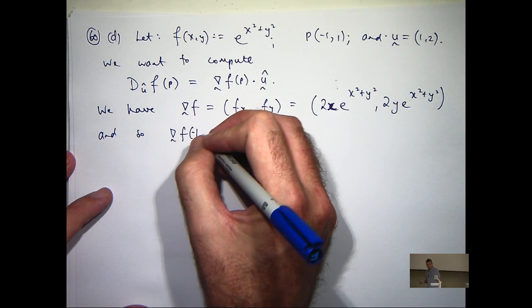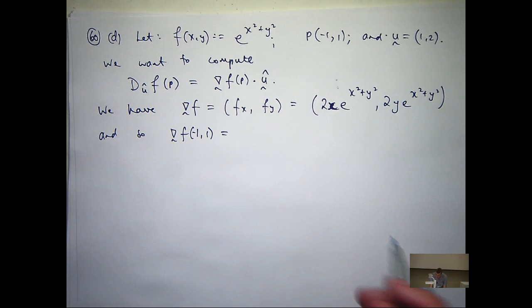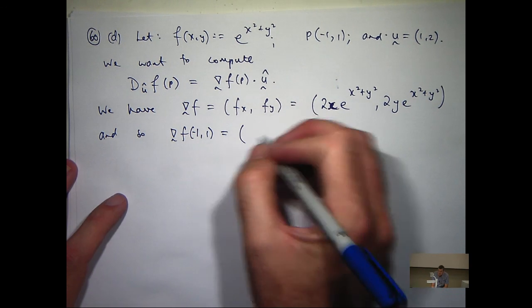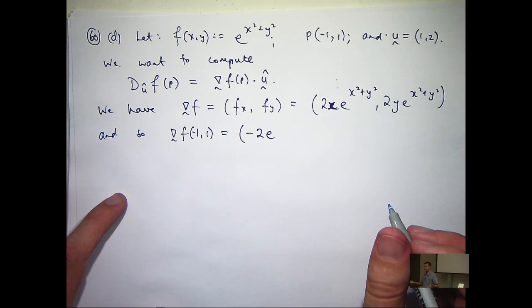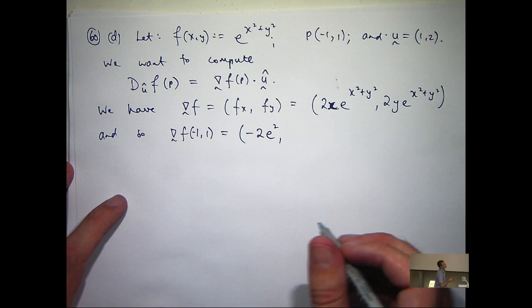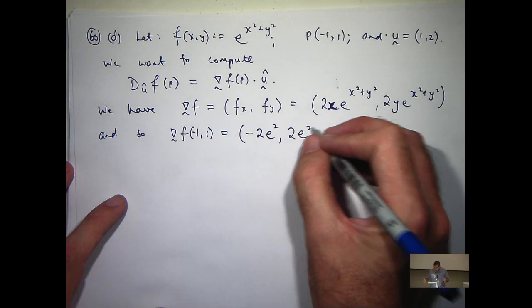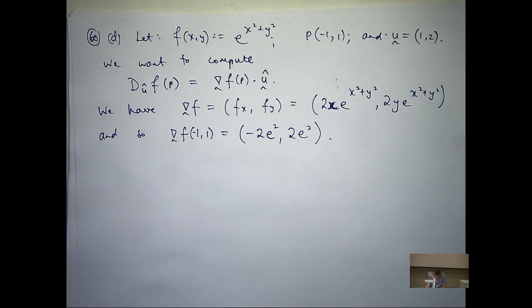Minus 1, 1. So the first is going to be something like minus 2 e to the 2. And the second component, what's that going to be? 2 e to the 2. All right, so we've got pretty much half our bit. Now what?